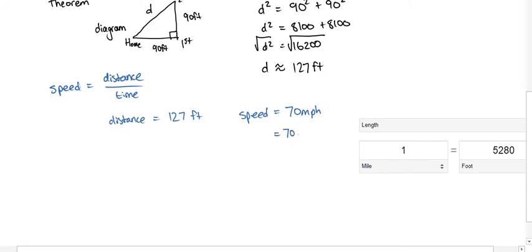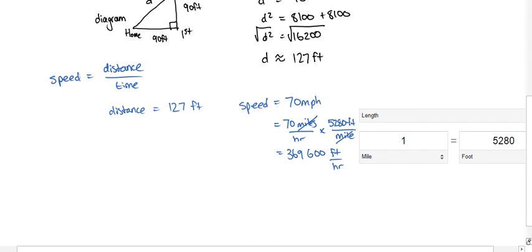So if I have 70 miles per hour, in 70 miles, I'm going to have to multiply that by 5,280 feet per mile. So for every 1 mile, 5,280 feet. I can cancel out the miles units, and then I get 369,600 feet per hour for the speed. Okay, so I found the distance, converted the units for the speed.